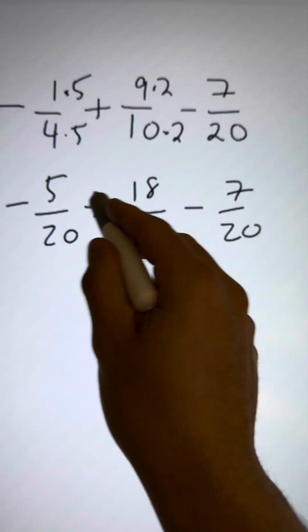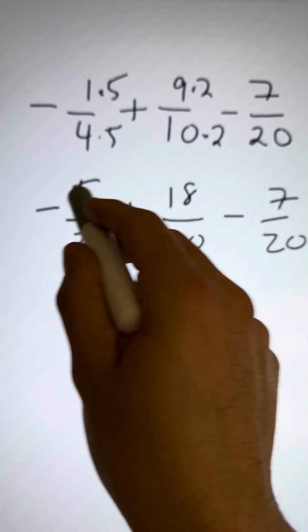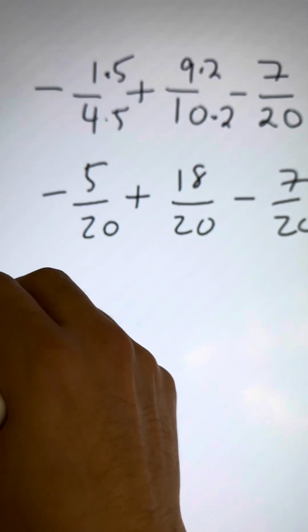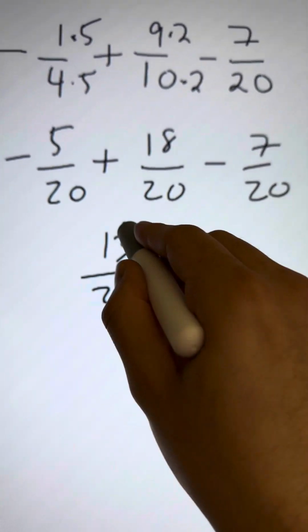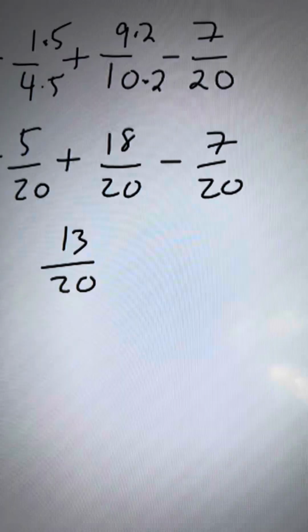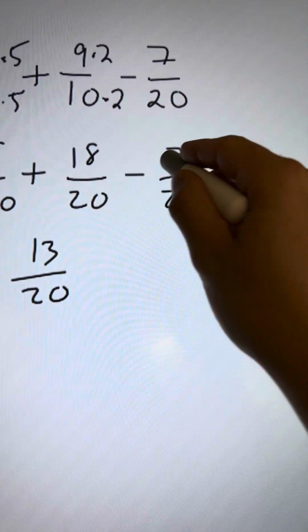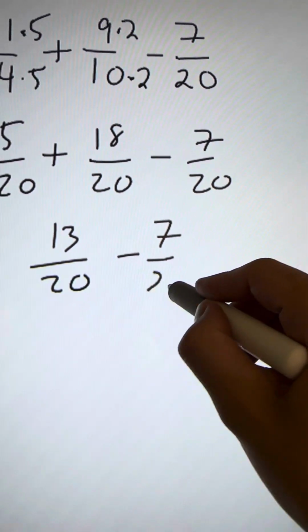Next, we just combine. So negative 5 plus 18. These are opposites, which means I'm going to subtract these two numbers. And I'm going to get 18 minus 5, which is 13. Keep the same denominator, so 13 over 20. My answer, I have more positives, so my answer is going to be positive. And then I'm going to bring down the remaining part of my problem, minus 7/20.